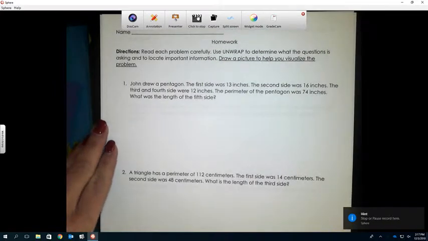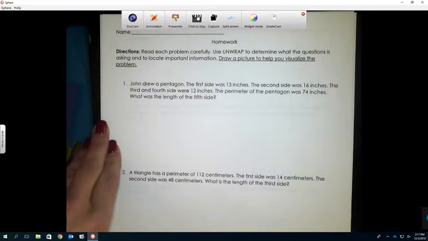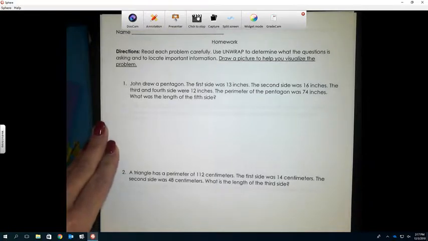Okay, this week for homework we're going to review perimeter. Remember, perimeter is when you add up all the sides around a polygon. So you're measuring the outside of a polygon. In order to find the perimeter, you have to add all of the sides. If it is a quadrilateral, you're going to be adding up 4 sides. If it is a pentagon, you would be adding up how many? 5 sides. Okay, all of the sides.